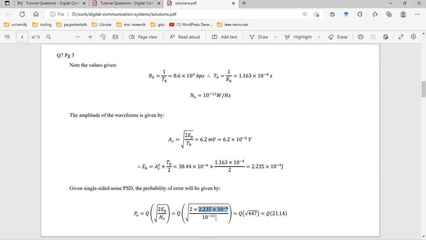And it's important that all these be maintained in their SI values so that you do not get the wrong values. And you get Q of the square root of 447, which is the Q of x. X in this case is the root of 447, which is 21.14.